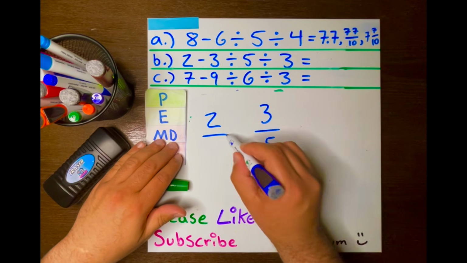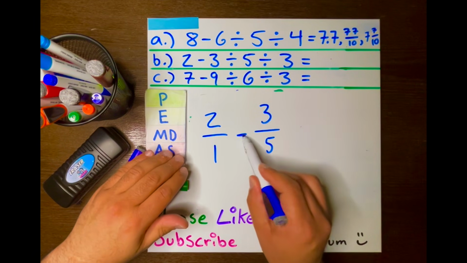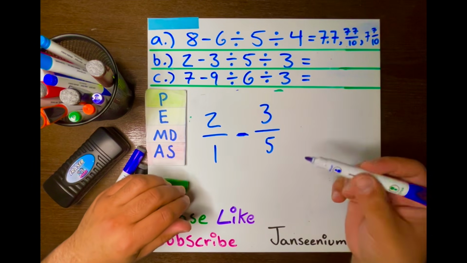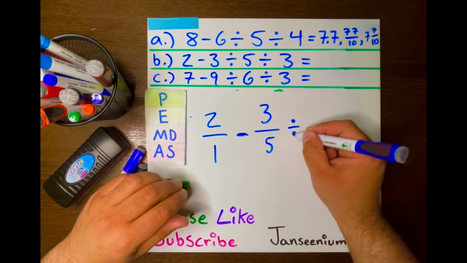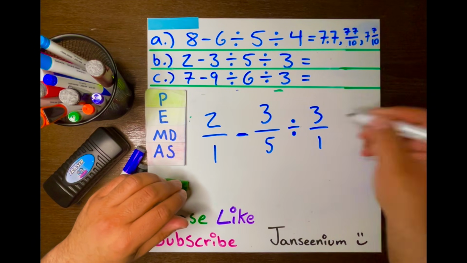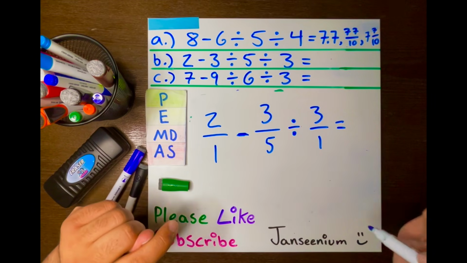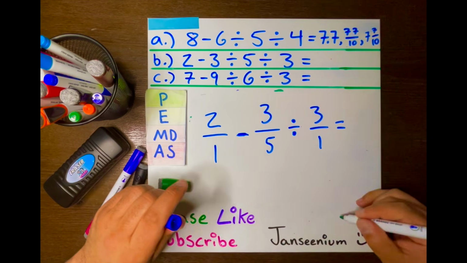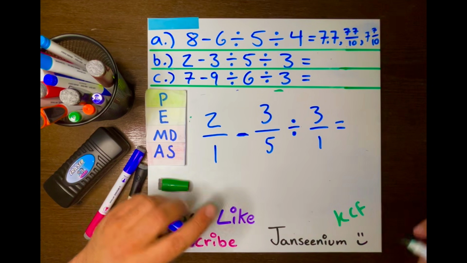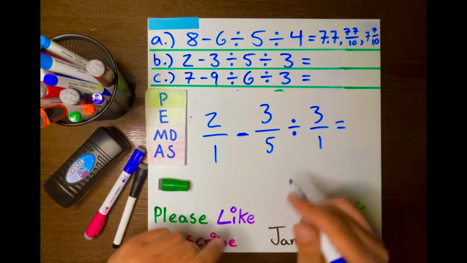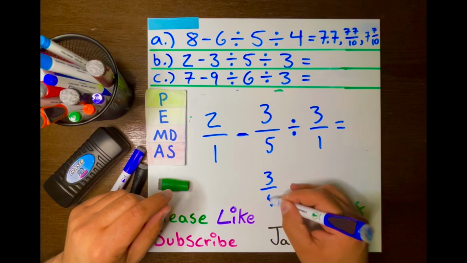2 and the 3 down, but in fraction form. So I'll write 2 over 1, which equals 2, does not change the 2, minus 3 over 5, divided by 3 over 1, which equals 3, does not change the 3. PEMDAS is saying that division goes first, so we're going to use the same keep, change, flip rule. So we'll keep the first fraction. So let's write it here, 3 over 5.